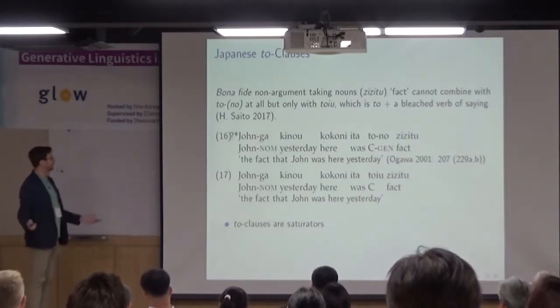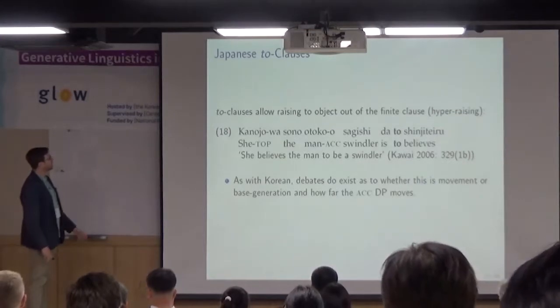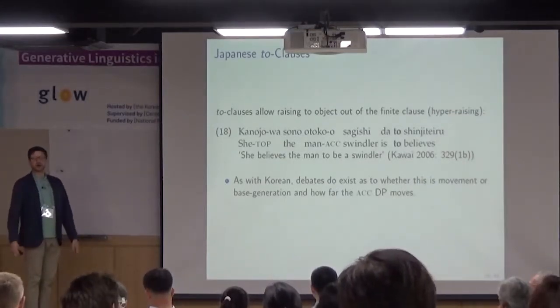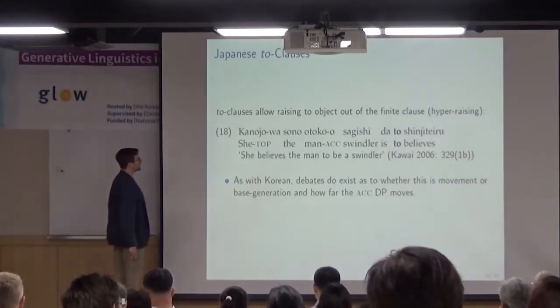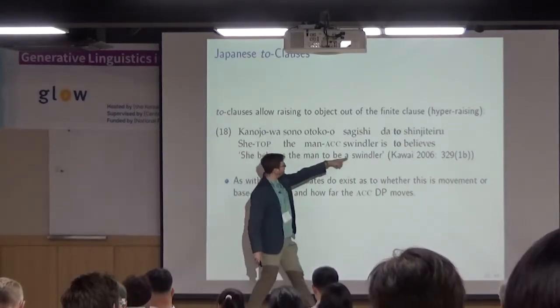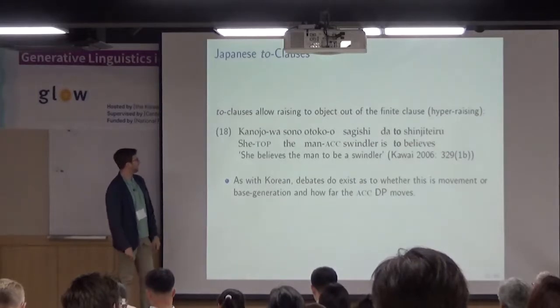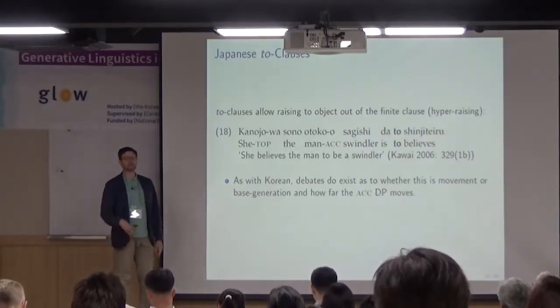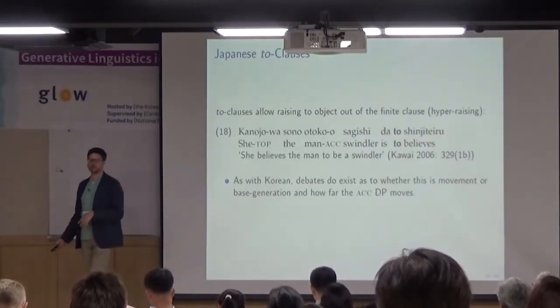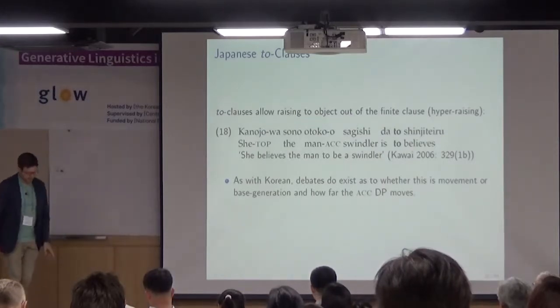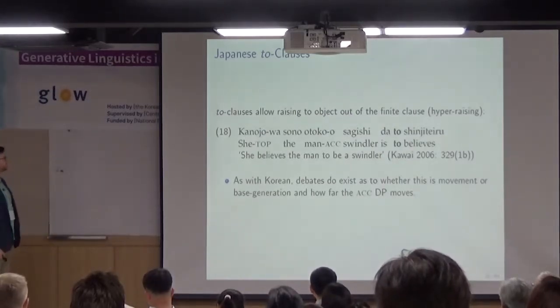Okay. So toe clauses are saturators. And what's the correlating fact? Toe clauses also allow raising to object. So the clauses out of which you raise to object appear to have these toe complementizers. Believes the man to be a swindler. Again, the same caveats apply. Is this really prolepsis or movement? But on the movement account, this is indeed raising to object.